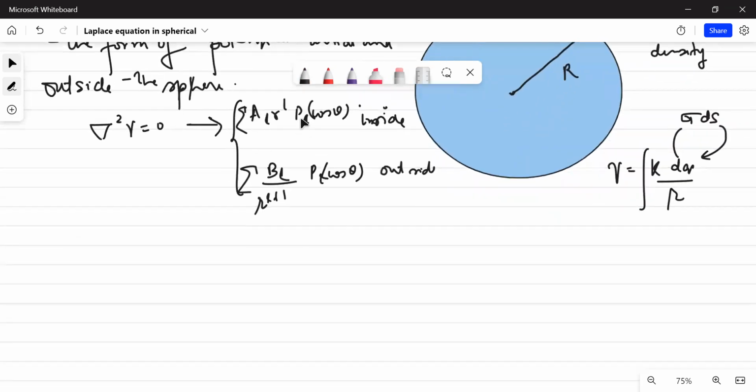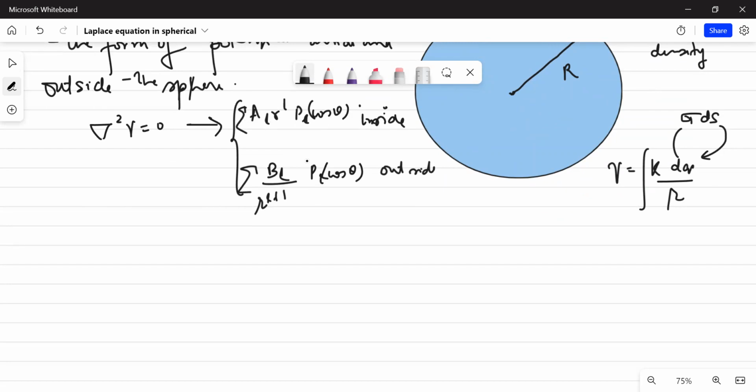So del squared V equal to 0 gives you both of these solutions, depending upon where you're interested. For example, if you're interested inside, this would be the potential. If you're interested outside, this would be the potential.